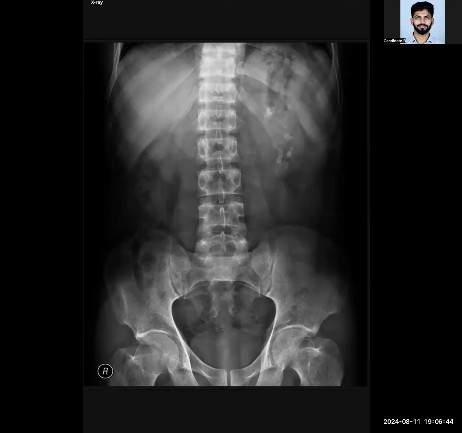I would compare with the previous images if available. I would inform this finding to the referring clinician. The urology team will further evaluate in the urology and endocrine MDT.